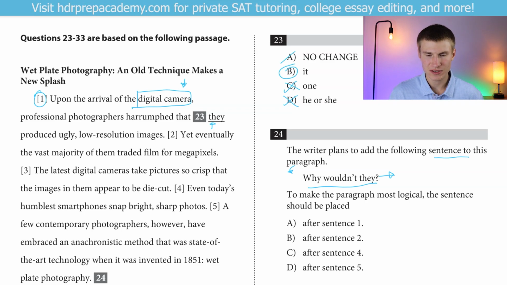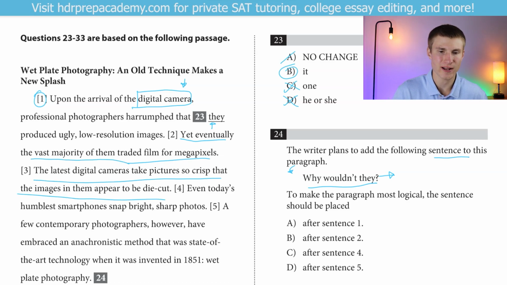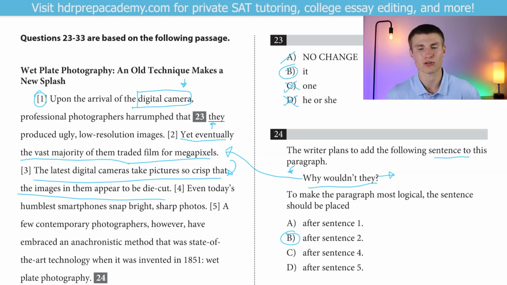All right, moving on. We have, eventually the vast majority of them traded film for megapixels. So this is indicating an action here. And then we have the latest digital cameras take pictures so crisp that the images in them appear to be die cut. Now we are explaining the action that came before, right? So in sentence 3, ultimately we're explaining why they decided to make that decision in sentence 2 of trading in film for megapixels. So we are now going to put in why wouldn't they between sentences 2 and 3, because then we go from action to why wouldn't they to explanation of why they chose to do that. So it makes sense to put why wouldn't they between sentences 2 and 3, which means our answer for 24 will be answer choice B.